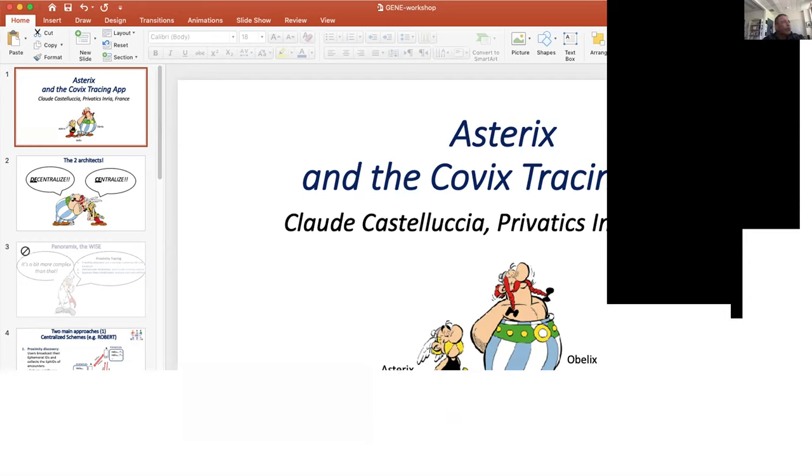Yeah, so basically I made up this story about Asterix and the Gauls a few months ago, because this is really how we felt when we were designing this app. I don't know if you all know Asterix, but we really felt like we were this small village that was trying to fight against the invaders. I don't have the time to go through all this story because I only have 10 minutes. So I will just be quick and hopefully you understand the point.